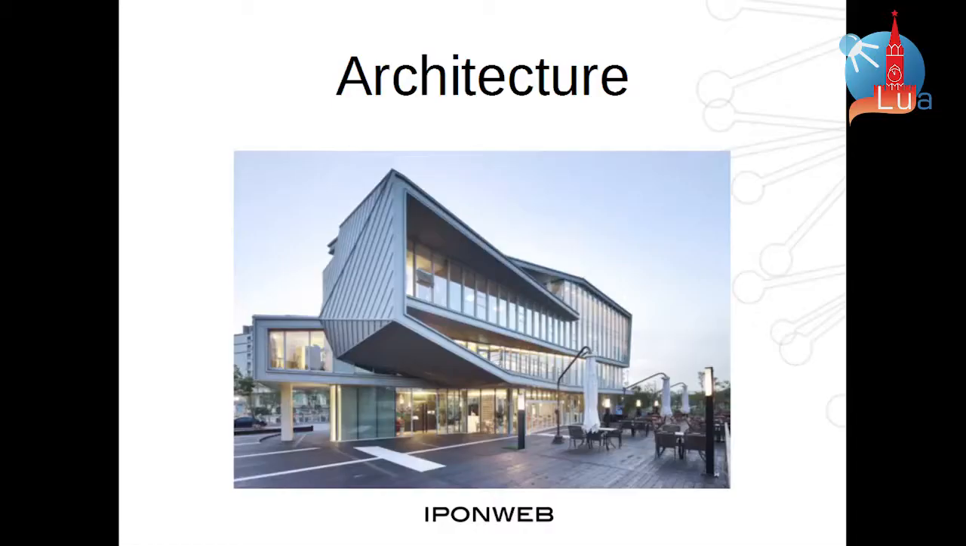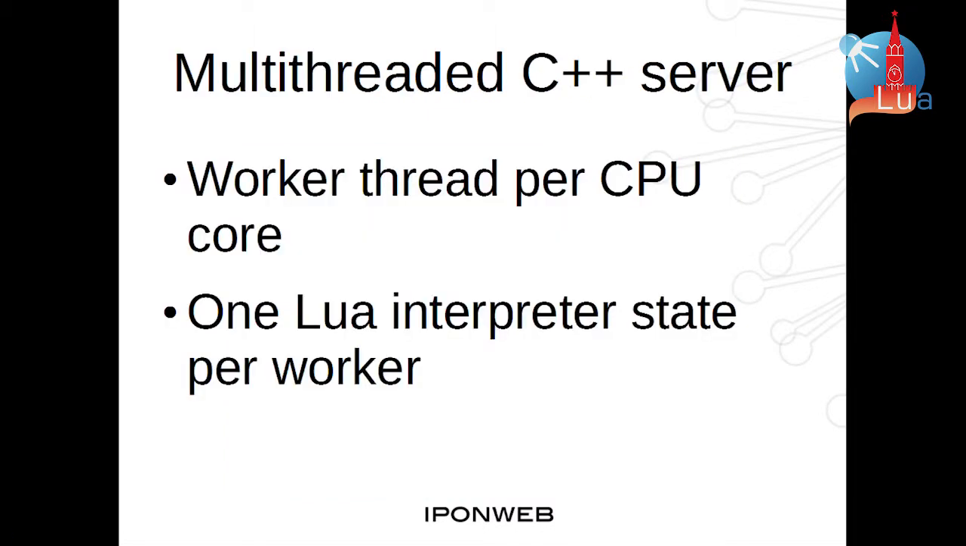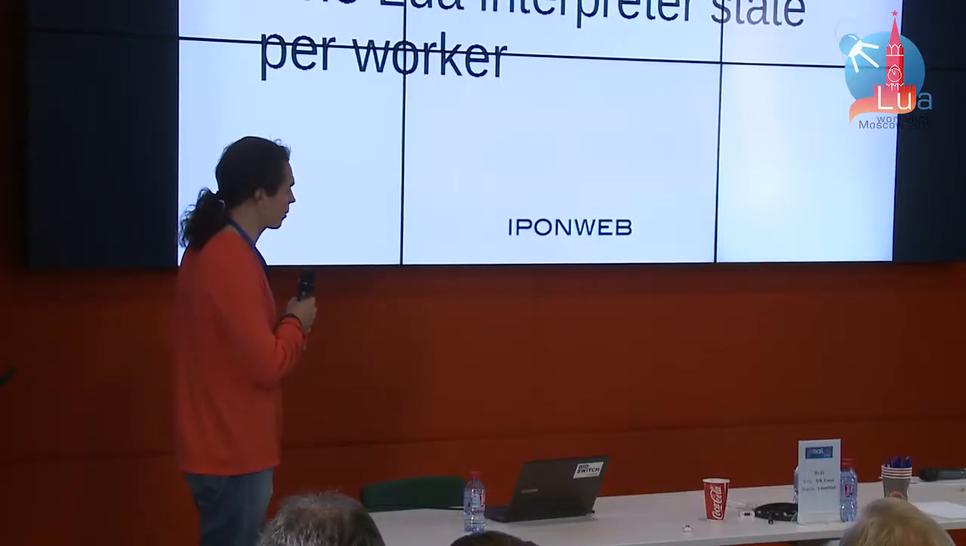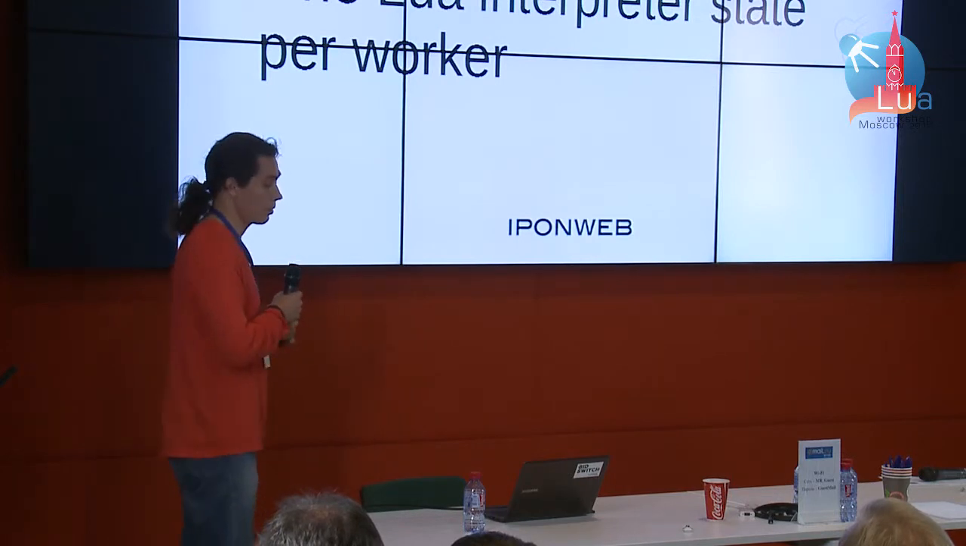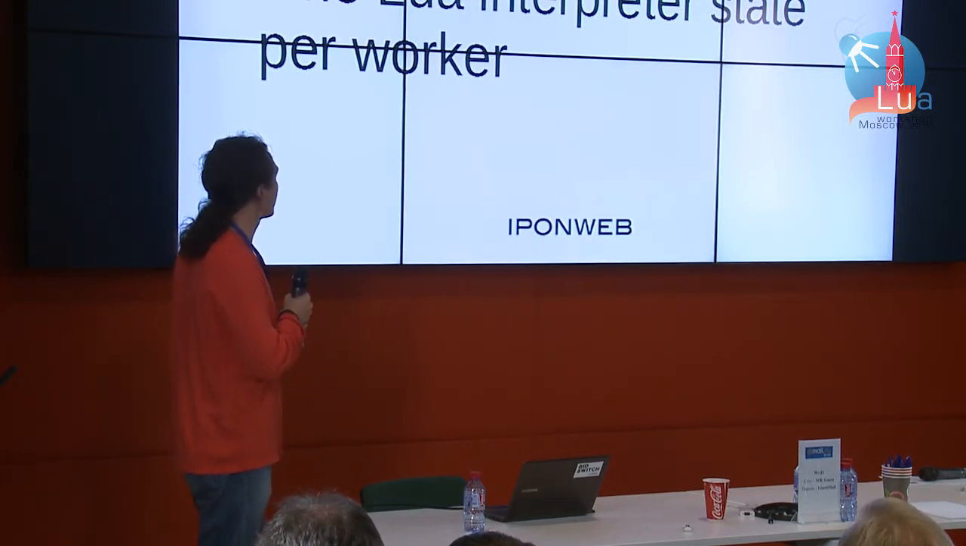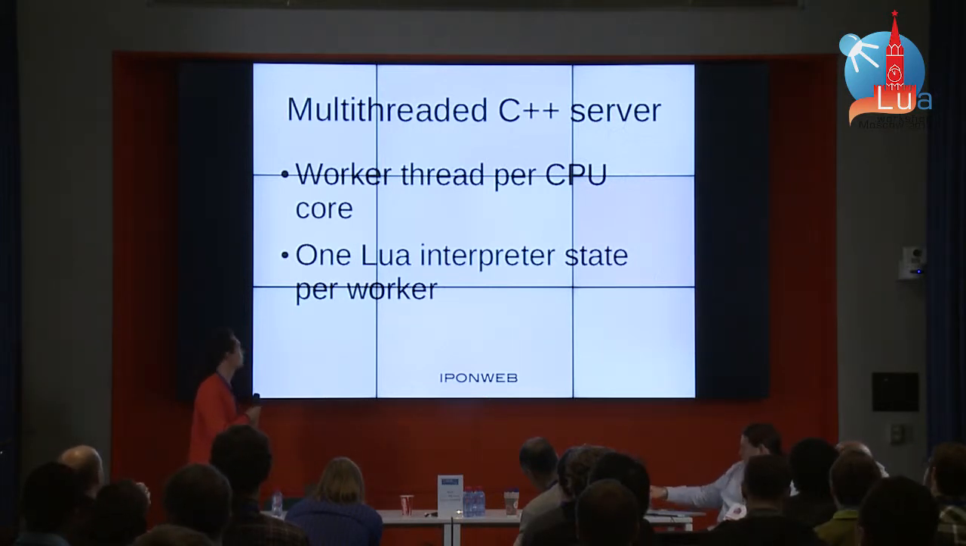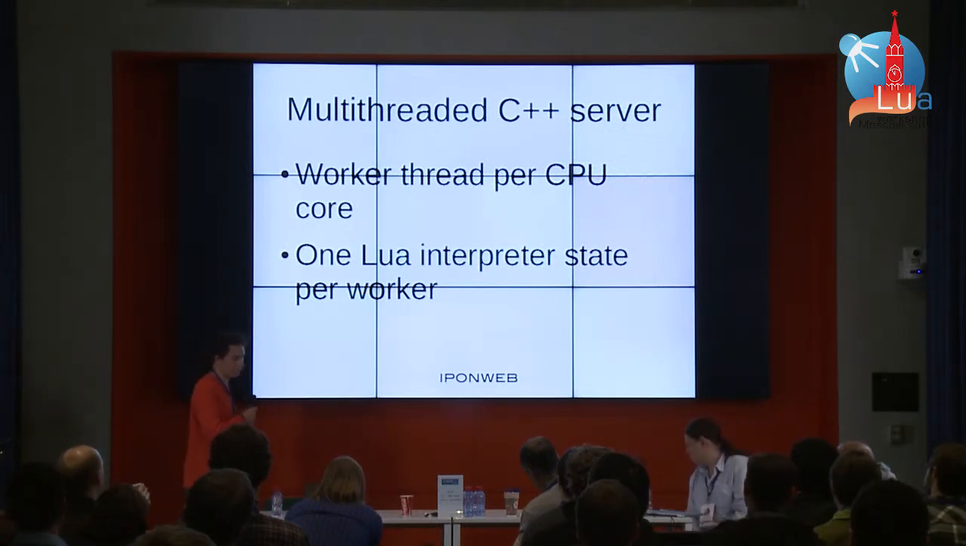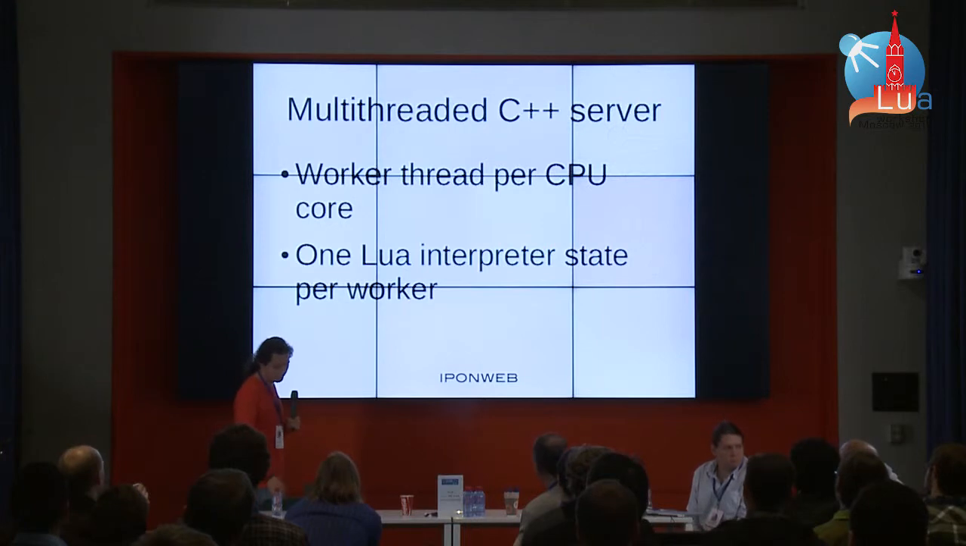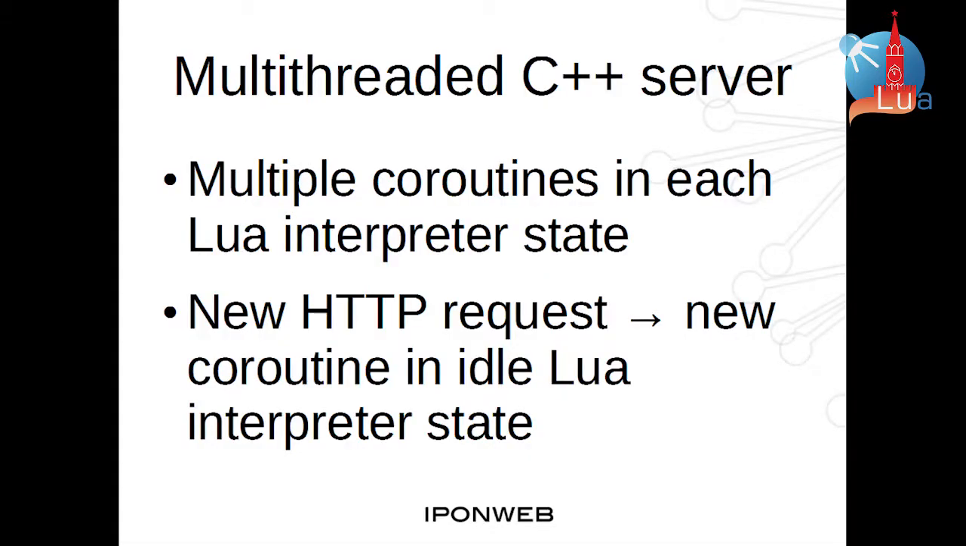So now I'd like to talk about architecture. As I said, the ad server is C++, it's a multi-threaded server. We have a relatively simple design where we have dedicated worker threads, one thread per CPU core, and this is where the main logic runs. There are some additional threads which do logging and so on, but all the interesting work happens in those worker threads. And each worker thread has one Lua interpreter state. In each state we run multiple coroutines.